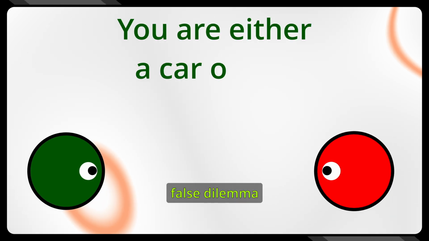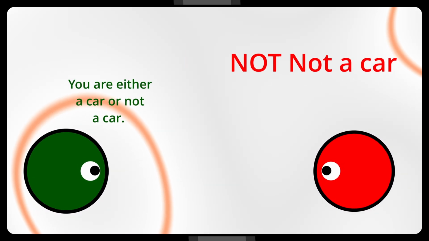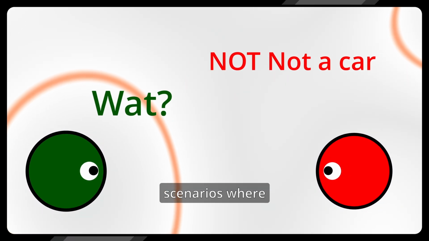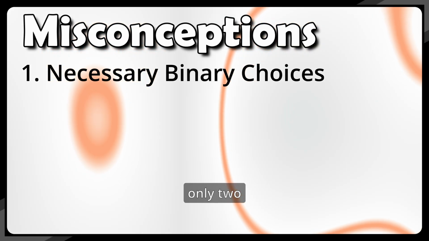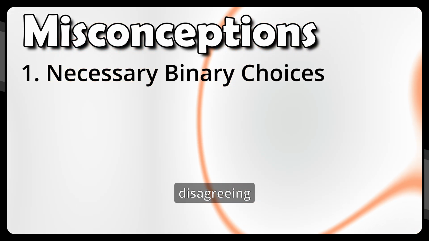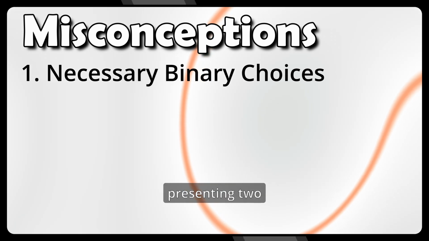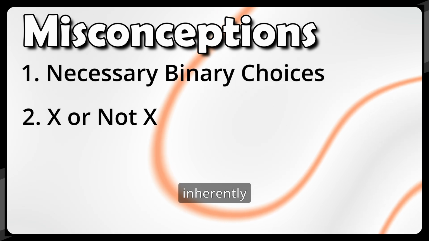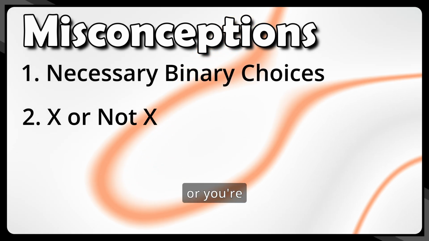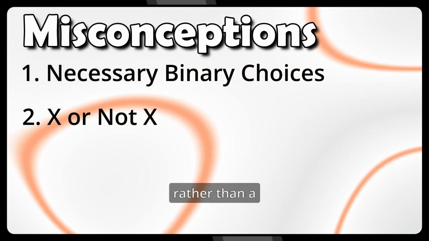Sometimes, what seems like a false dilemma might actually be a correct representation of the situation. Here are a few scenarios where this might occur. Firstly, some situations genuinely have only two outcomes, such as agreeing or disagreeing to a specific proposal, or presenting two options is accurate and necessary. Secondly, certain statements are inherently binary, like you're either pregnant or you're not, reflecting a fundamental truth rather than fallacious limitation.